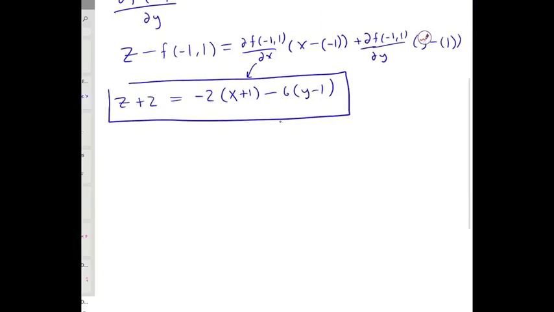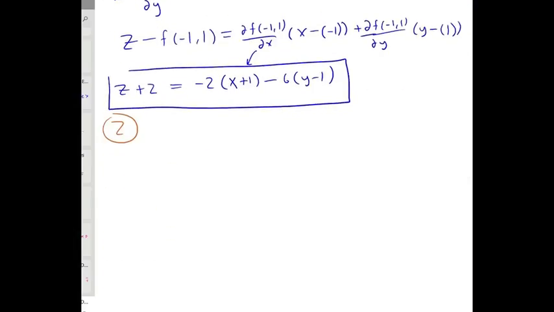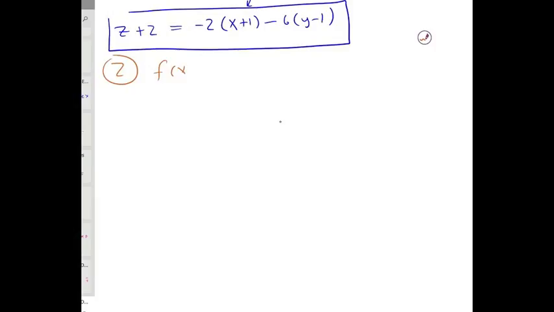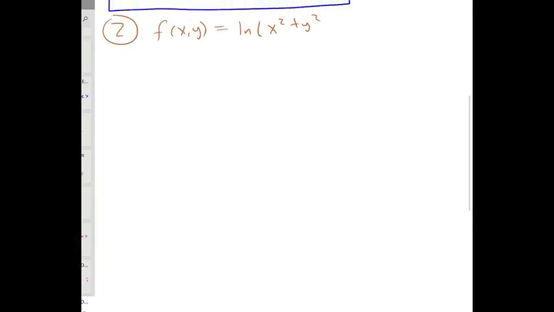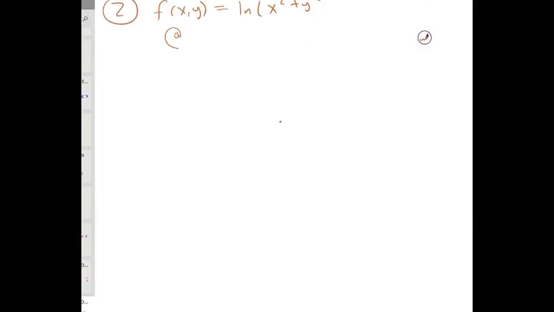So our next example, we're given f of x y equals ln of x squared plus y squared, and we want the tangent plane at 1, 1, ln 2. So the function value at 1, 1 we already know is ln 2, and we can check that quick. 1 squared is 1, 1 squared is 1 again, 1 plus 1 is 2, so we have ln 2.